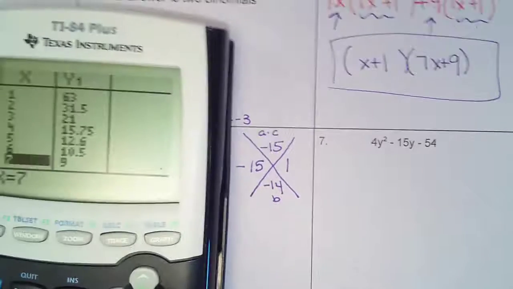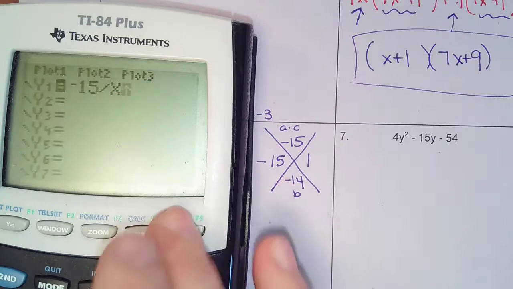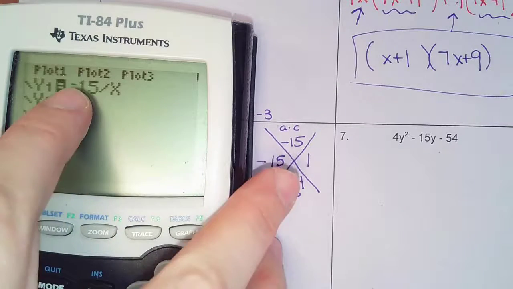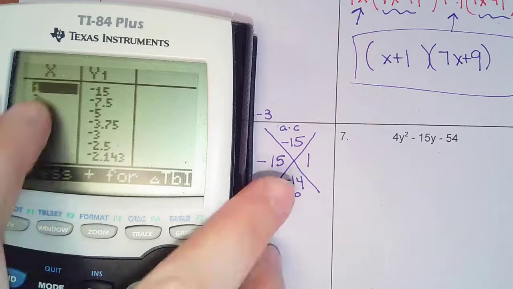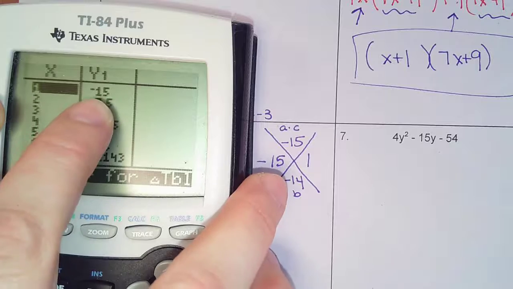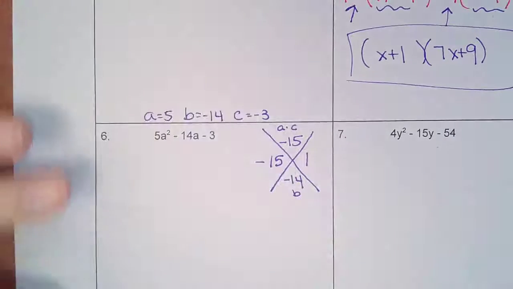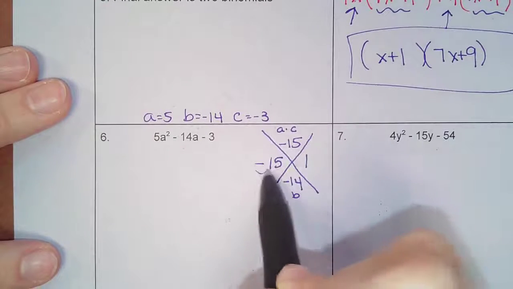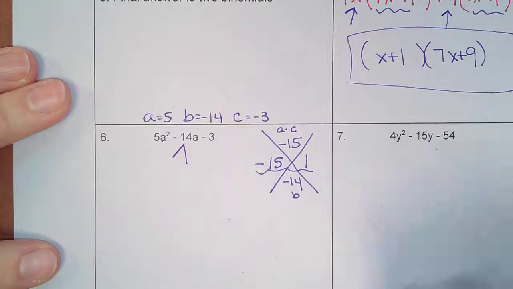And if you'd like to see that in the calculator, y equals negative 15 divided by x, second graph. And if you put minus 15 here, it's going to throw some kind of error code, FYI. 1 plus negative 15 is negative 14. So those are the terms I want. These terms split my middle term. So I have a's, I'll make sure to use the letter A.